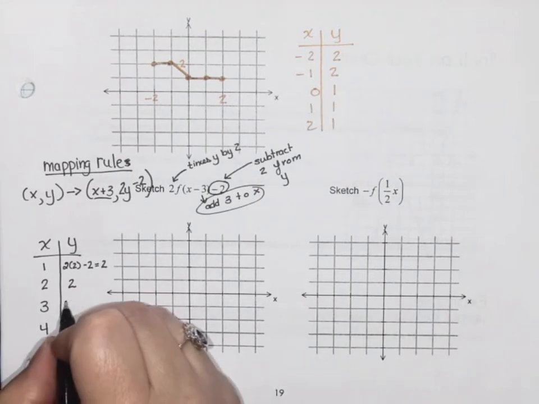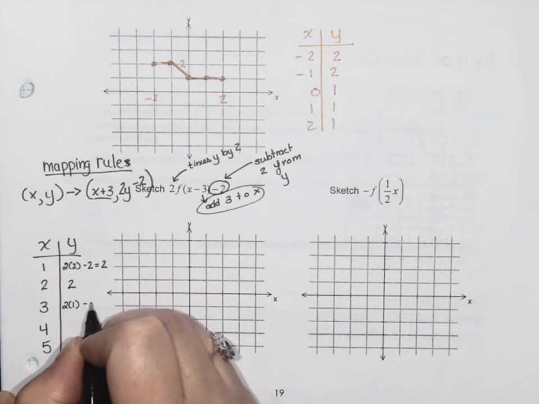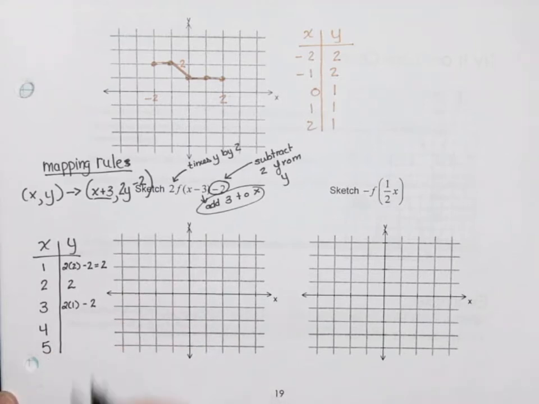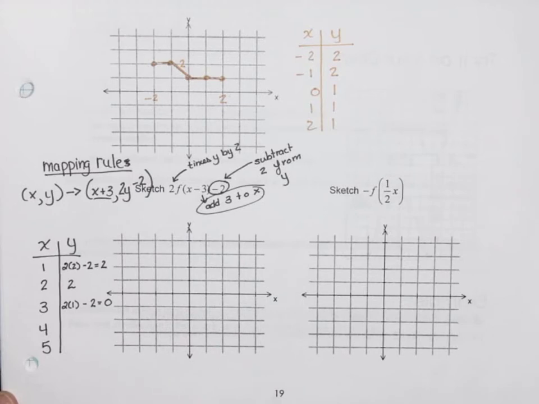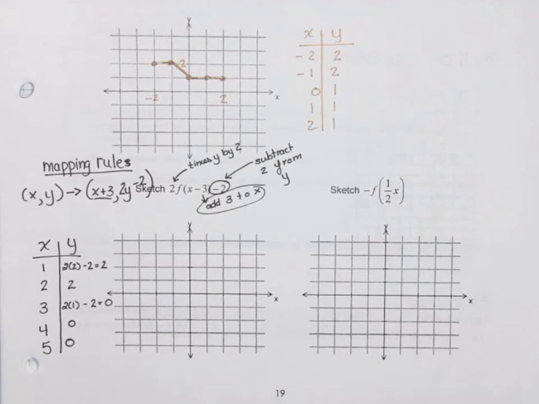So now we've got 2 times 1 minus 2. That should give me 0. And so all of these are going to be 0, because those are all 1s, right? Does that make sense to everybody? I'm being more efficient. I'm not doing the exact same calculation over and over and over again.